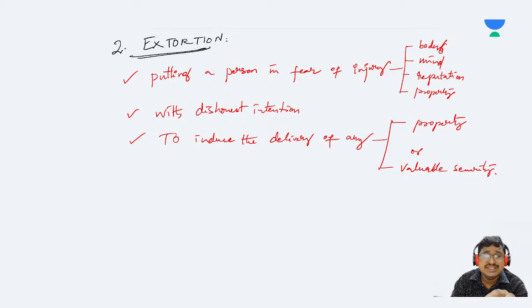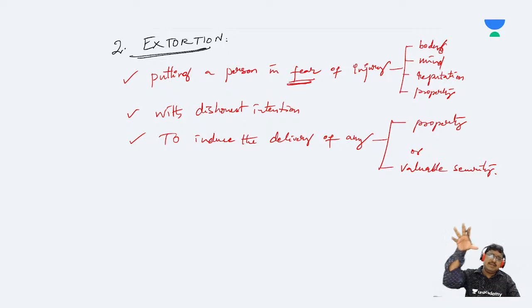It amounts to extortion, friends. Here under extortion, the concept of consent does not arise. Here, it is a forceful consent. If you know the meaning of this word fear, by putting a person in fear, he gets the forceful consent. Here it is not a consent at all, friends. Consent is not at all an ingredient under extortion.